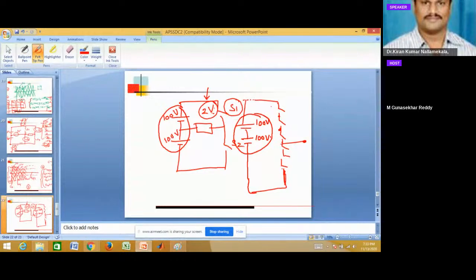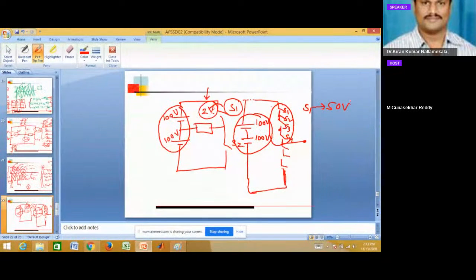Now here, instead of one switch, this 200 volts is shared by 3 switches. Otherwise, if you take 4 switches, S1, S2, S3, S4, the 4 switches are sharing 200 volts. That means the voltage rating of each switch is only 50 volts.